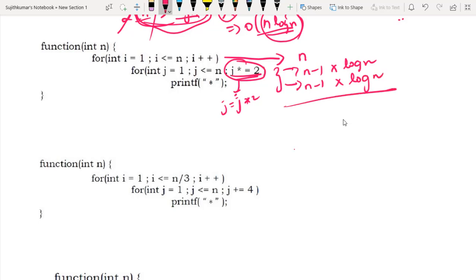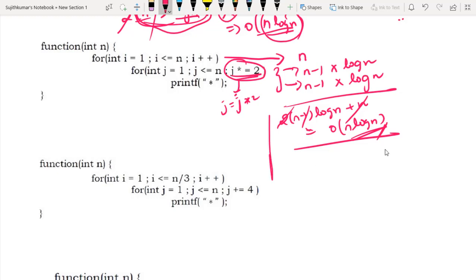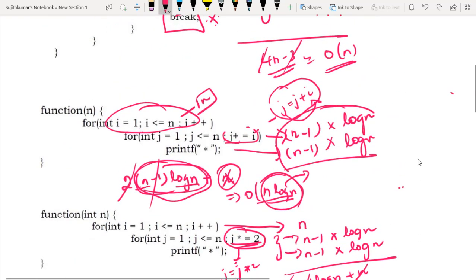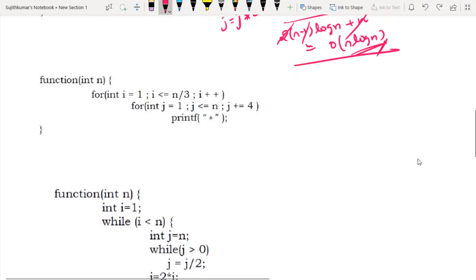That's it. If I add these up, I'll get 2 times n minus 1 log n plus n. If I cancel n minus 1, 2 here, I'll get O of n log n, which is very similar to the previous question, right? So yeah, this goes like that. Very similar to the previous question. I hope it is not the same question. No, it's not. Okay, super.